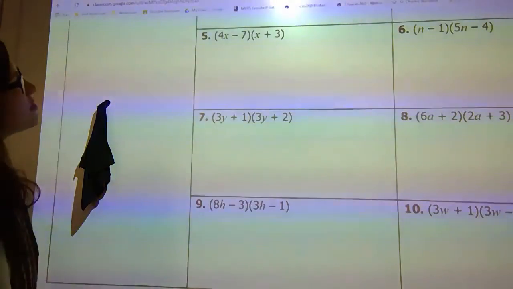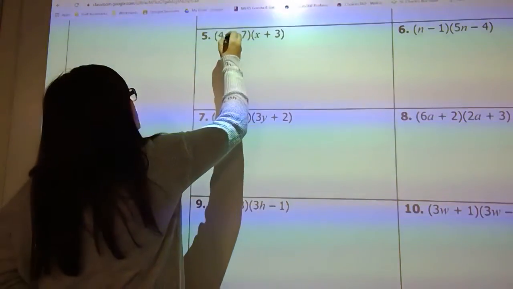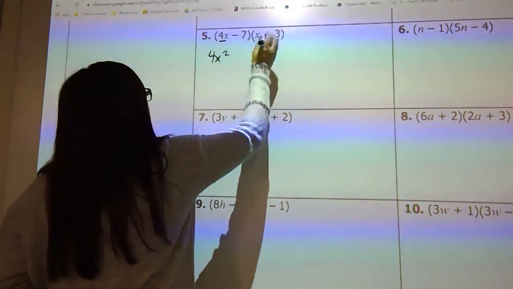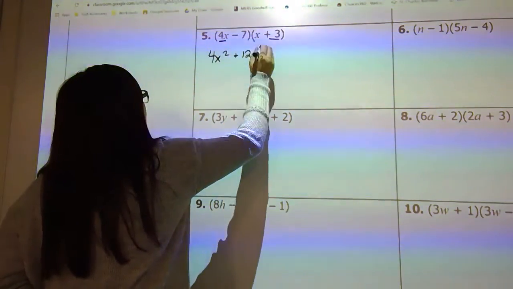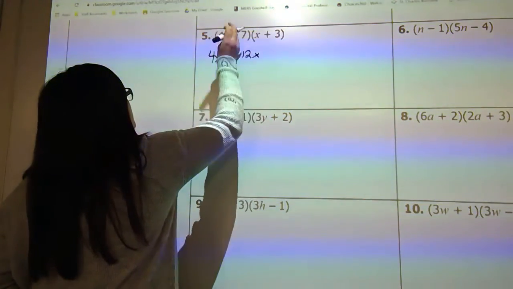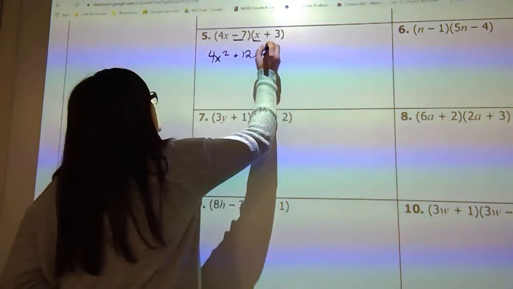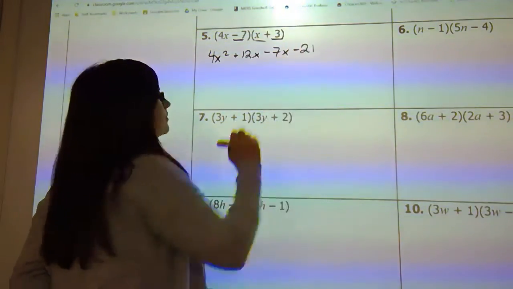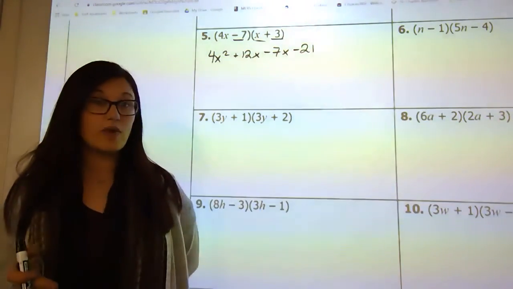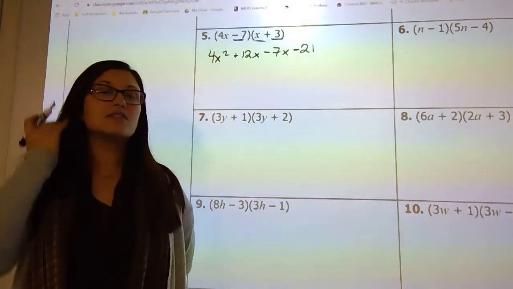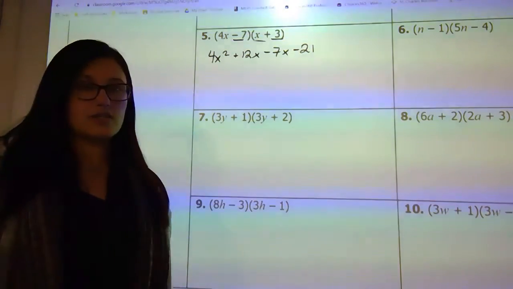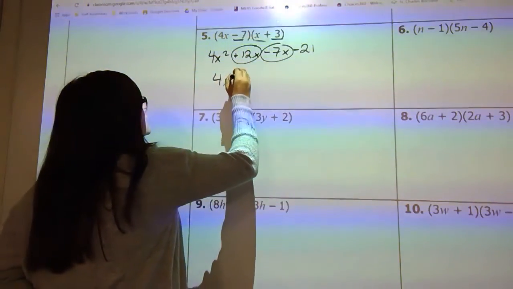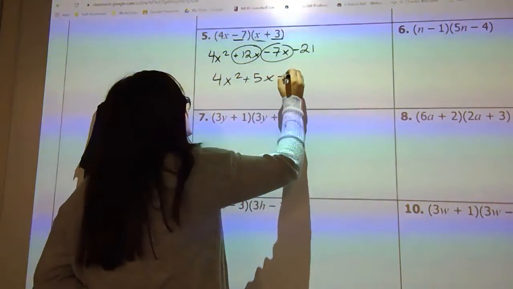And moving on. So number 5. So we've got 4x times x is 4x squared. 4x times positive 3 is a positive 12x. Okay, we're done with the 4x. Now we're going to go to -7. -7 times x is a -7x. -7 times 3 is a -21. It does always help to wait to write the sign if it's a plus or a minus until you know what sign your next term is going to be. Okay, now I'm going to combine like terms. 4x squared plus 5x minus 21.